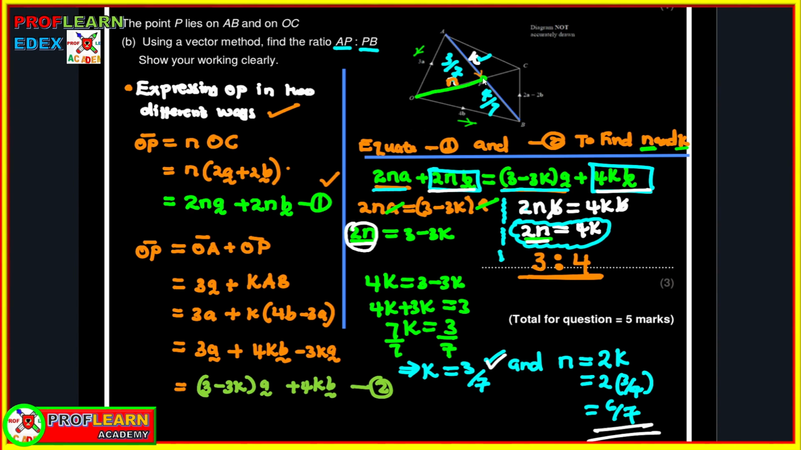Now, let's go back to the diagram, because we were told to find the ratio AP to PB. So we are going to use the value of k that we have gotten. Let me see. Our value of k is 3/7. So this part is 3/7, this part is 4/7, right? So our ratio ends up to be 3/4. Yes, that's what you are supposed to do in that case.